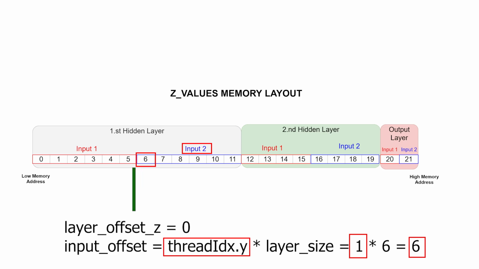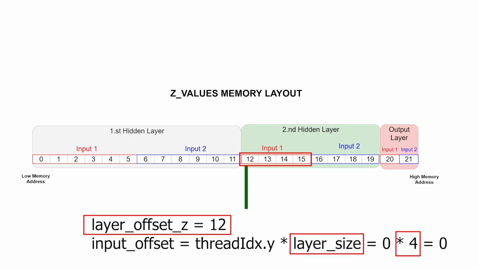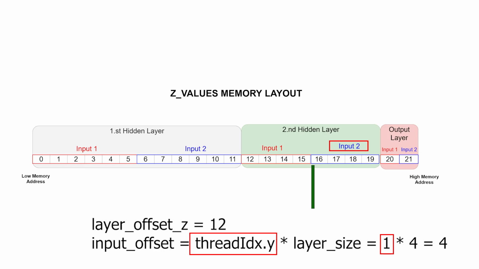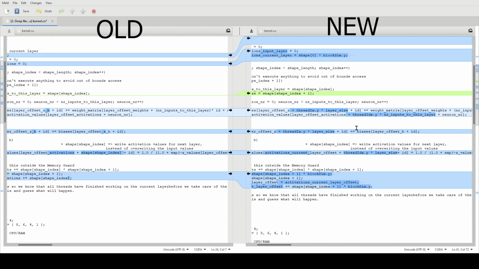Now, when we move on to the next layer in the neural network, we will have layer offset set changed so that the pointer points to the set values of the next layer. Apart from the offset moving us into the correct layer, the indexing logic stays the same. The threadIdx.y variable will help to point us towards the correct input, with the same formula threadIdx.y times layer size. Obviously, the layer size is now different since we have 4 neurons instead of 6, like in the first layer.